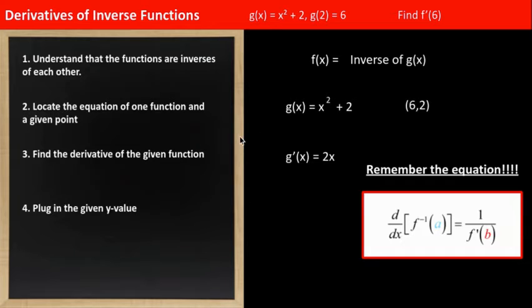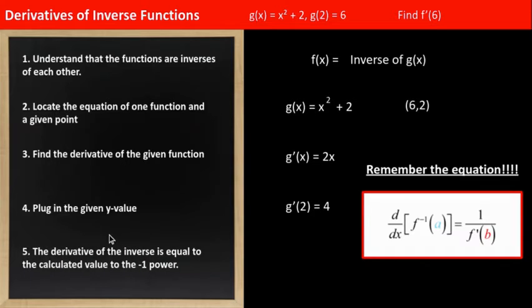That's probably all. Plug in the given value. g prime of 2 equals 4. You just plug a 2 into the derivative function, and then last, the derivative of the inverse is equal to the calculated value to the negative first power. So f prime of 6 equals 1 over 4.